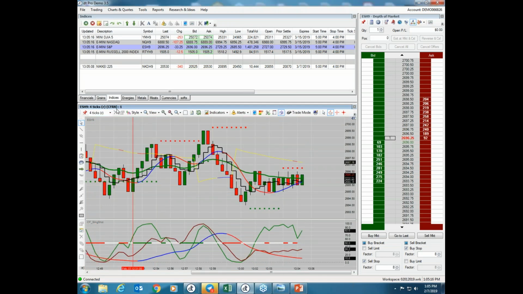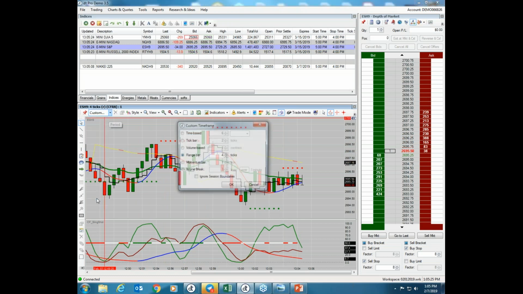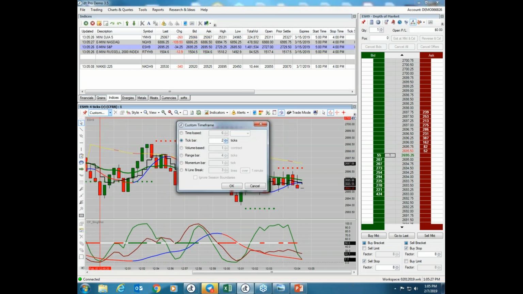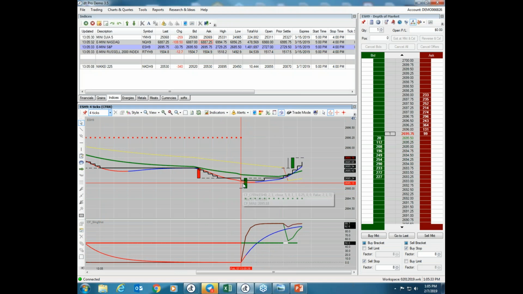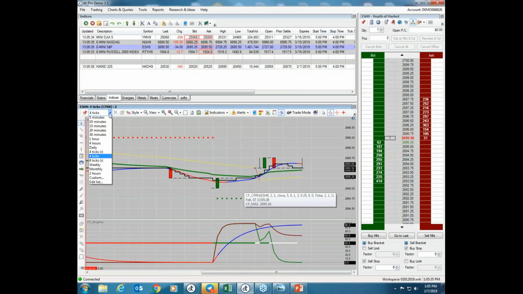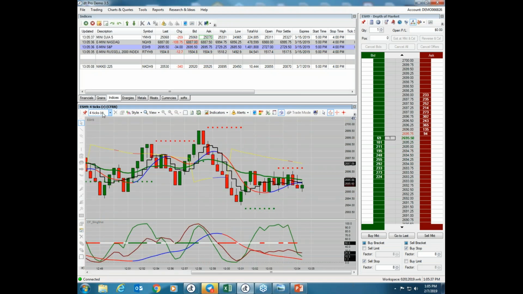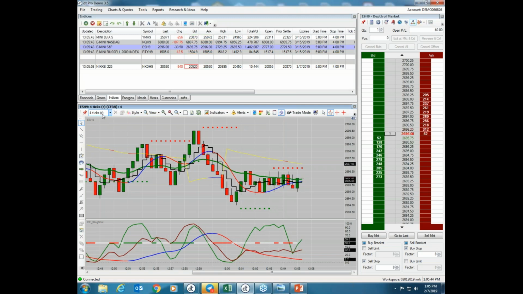You're looking at the S&P right now on a 4-tick range chart. One of the big traps that people fall into: they go down to custom, but they select the tick bar and change that 2 to 4. If you're staring at something like this, this is just dead wrong. You know you fell into trap number 1. Get on the range chart. The R in parentheses is the hint that you're on the right time frame. 4-tick range.